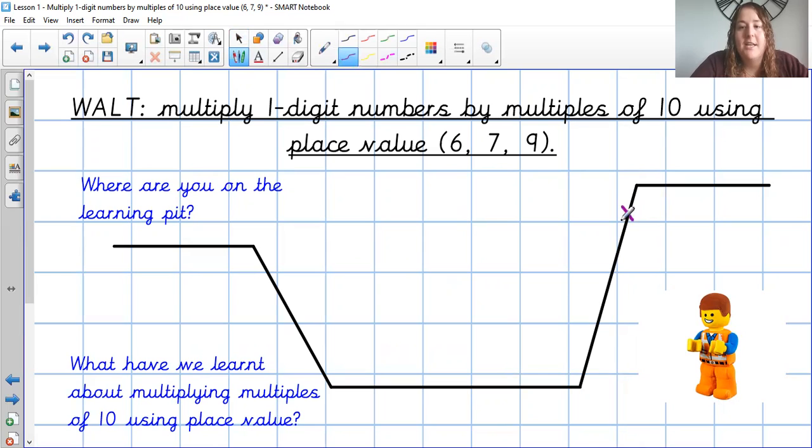Did you find that your knowledge of the 6, 7 and 9 is a little bit wobbly and you had to use the multiplication chart? That's fine. But if you could pop that on your work before you send it, that would be brilliant.